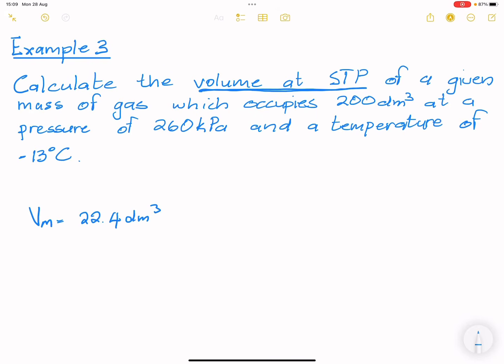That is for 1 mole of any particular gas at STP. Now, what we need to do is find the number of moles of this particular gas. So we're not going to use the STP amounts for now, but we're going to use the other information that was given. So what did they tell us? They told us that it occupies 200 cubic decimeters when the pressure is 260 kilopascals and at that temperature.